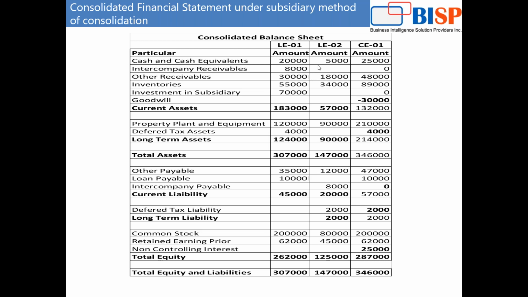Any intercompany transaction between the legal entities should get eliminated. Therefore, on the intercompany receivable, at the consolidated level, you are finding the number 0. The other receivable and the inventory are simply the addition of both legal entities. The investment made by legal entity 01 into legal entity 02 gets eliminated.